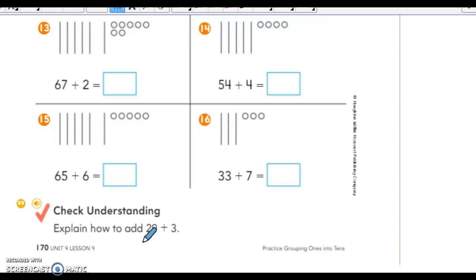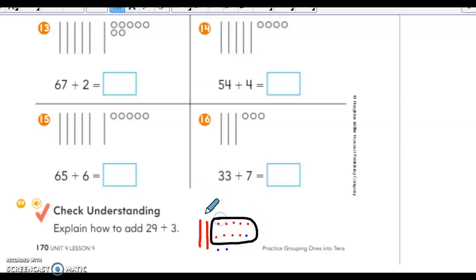Okay. If you could please do 11 through 16 by yourself, and then check for understanding just says explain how to add 29 plus 3. Okay, and we have talked about this. We'll just show it again. We would have the number 29, which I'm going to show you with 10 sticks and circles. All right, so here you can see I made 29, and now we need to add 3 more ones. So we're just missing 1 here to make this a 10. 1, 2, 3. Okay, I'm going to circle this up, show that this just became a 10.